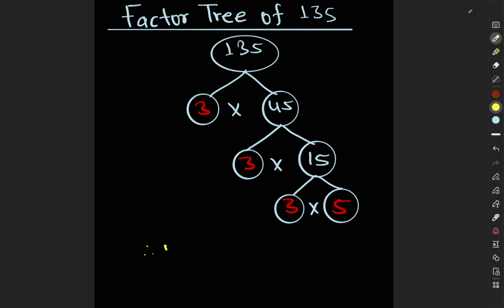So we can write 135 is equal to the product of all these prime numbers, that is this 3 times this 3 times this 3 times this 5.